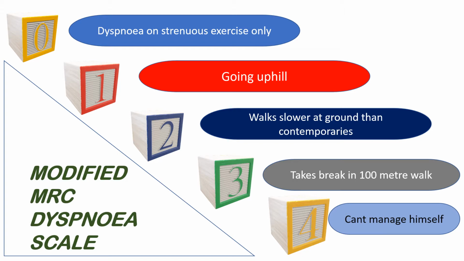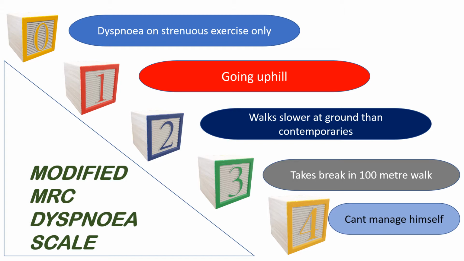Now we are going to classify their dyspnea according to the modified MRC dyspnea scale, which tells us that if the patient has dyspnea only on strenuous exercise, that is grade 0. If the patient complains of difficulty in breathing while going uphill, that is grade 1. If the patient walks slower on level ground than their contemporaries, that is grade 2.